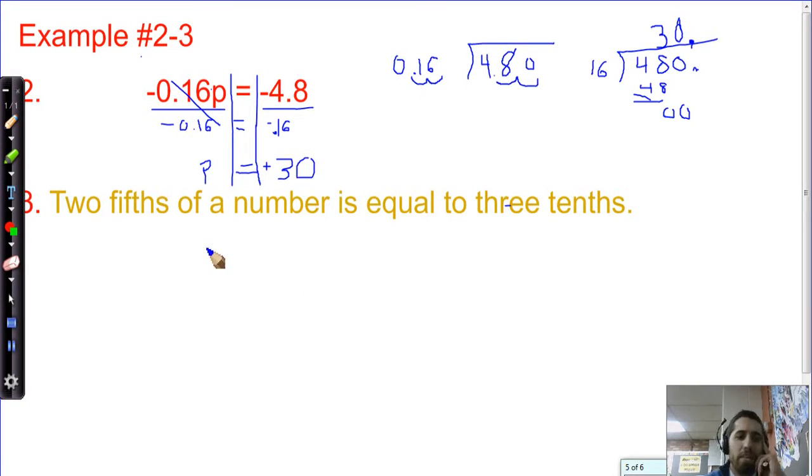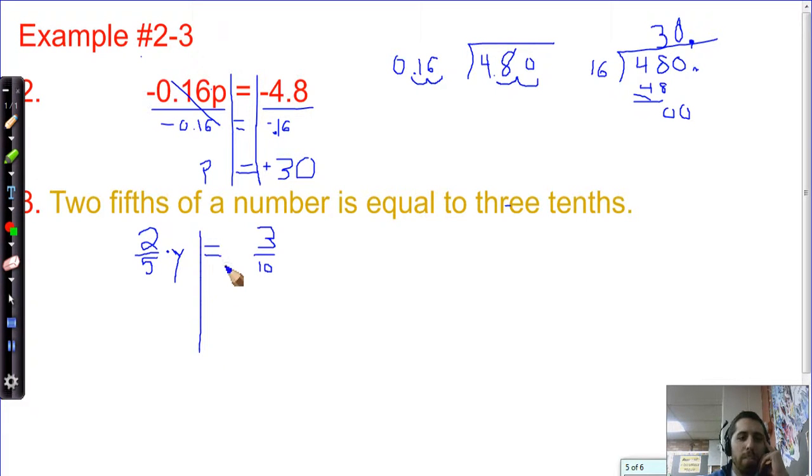Number 3, the third example says 2/5 of a number is equal to 3/10. So 2/5 of a number, how can I represent that? Well, I like to think of the word of as often indicating multiplication. So 2/5 of a number, let's use y in this case. Why not? Is equal to 3/10. Now again, I want you to think about this and think about the fact that we have multiplication right here, but remember the special note we had.